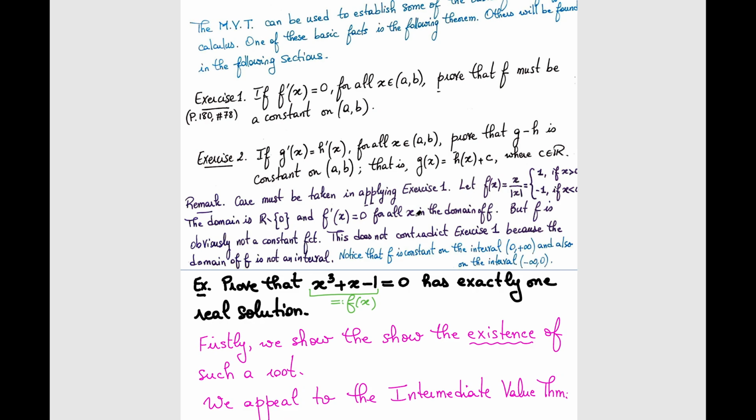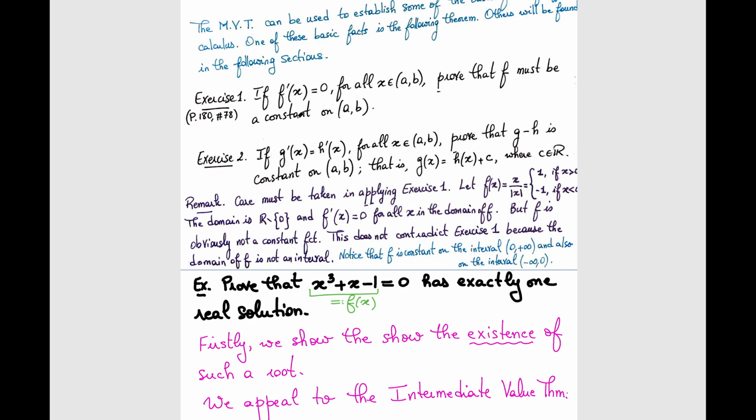And f prime of x is 0 for all x in the domain of the function, which means minus infinity to 0 union 0 to plus infinity. But look, f is certainly not a constant. This looks like a step, right? So you might think, oh, I have f prime of x equals 0, but the function f is not a constant. Well, and hence I'm violating exercise 1, which we just showed.